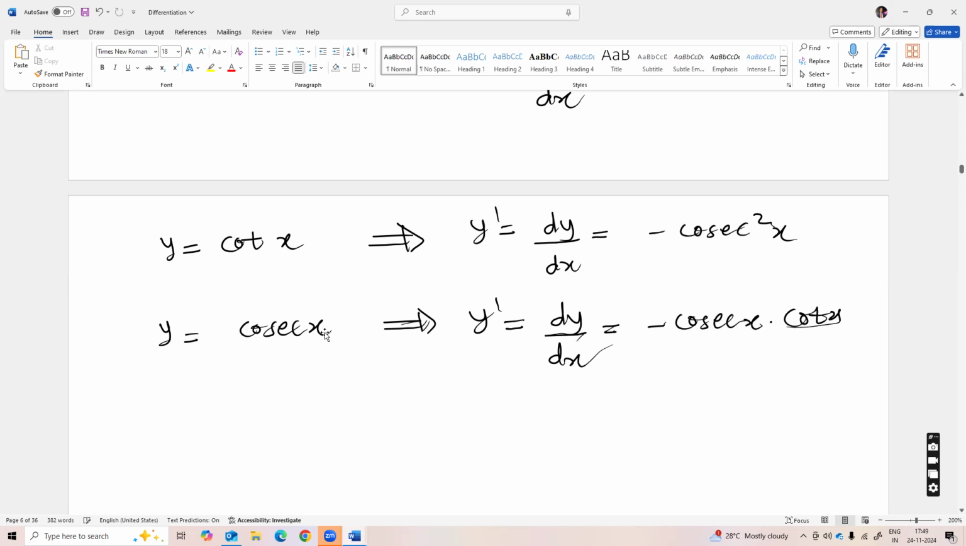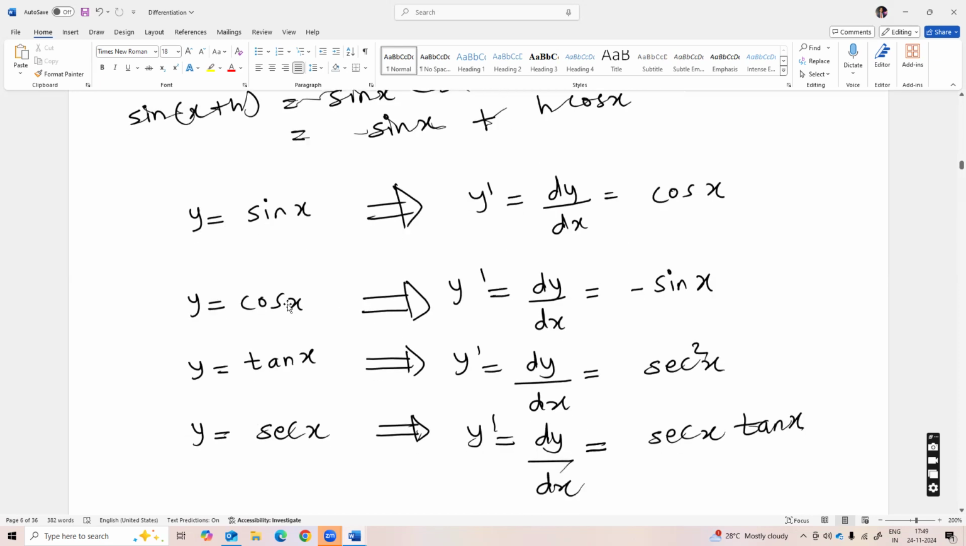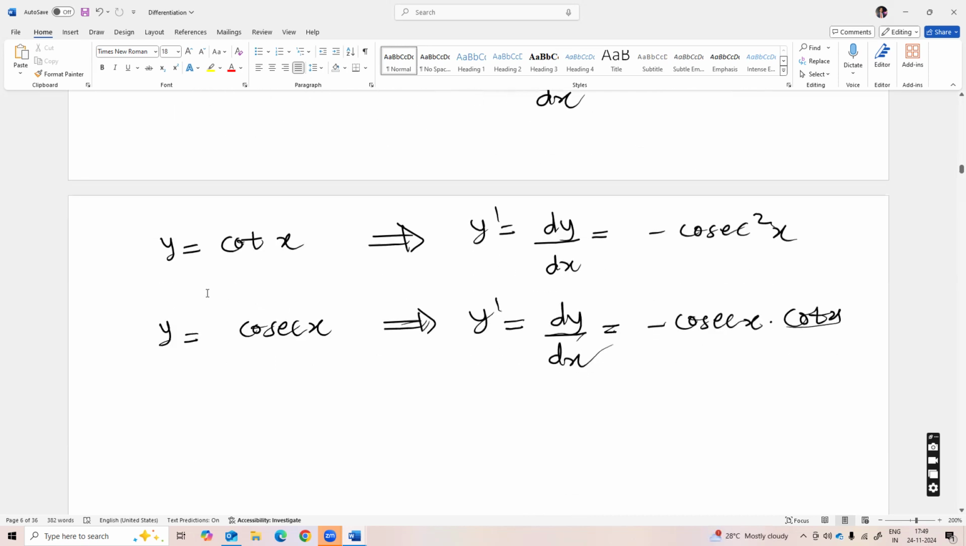So you should remember the derivatives of all six trigonometric functions. If it is sin x, its derivative is cos x. For y equal to cos x, its derivative is minus sin x. For y equal to tan x, its derivative is sec square x. For y equal to sec x, its derivative y dash is equal to sec x tan x. For y equal to cot x, its derivative is minus cosec square x. And for y equal to cosec x, its derivative is minus cosec x cot x.